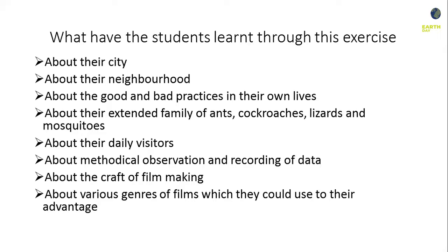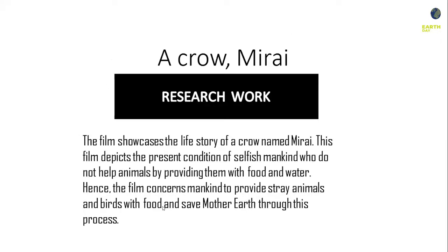They could identify on their own the good and bad practices in their own lives: practices that increase the carbon footprint, and good practices that bring it down or keep it in check. They knew more about the extended family of ants, cockroaches, lizards, and mosquitoes with whom they cohabit in their homes. They learned about daily visitors. A crow visits a student every day in the morning. At what time does the crow come? What is the crow trying to tell that little girl? They also learned methodical observation and recording of data, the craft of filmmaking, and the various genres of films they could use to their advantage. So these are the various things that they have learned.